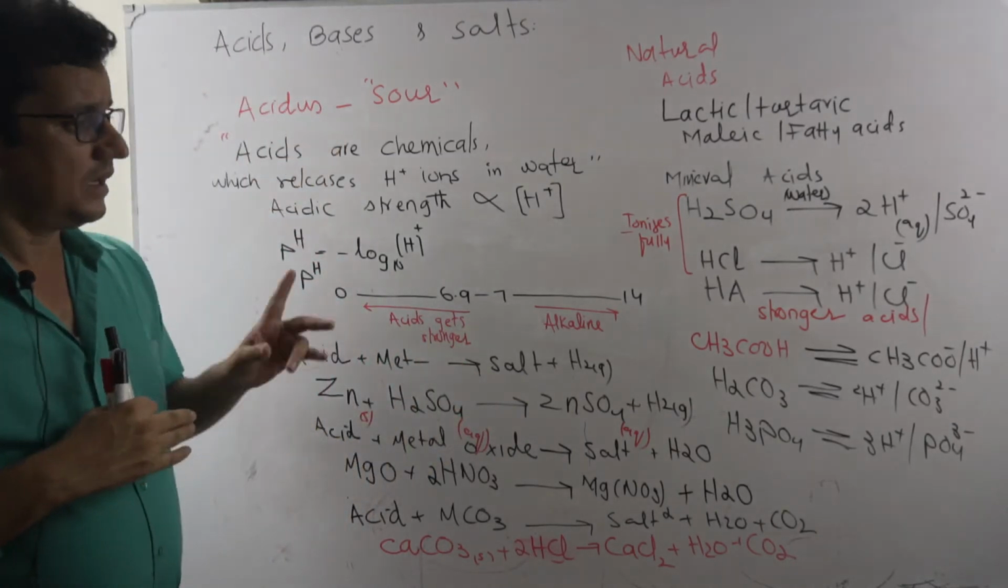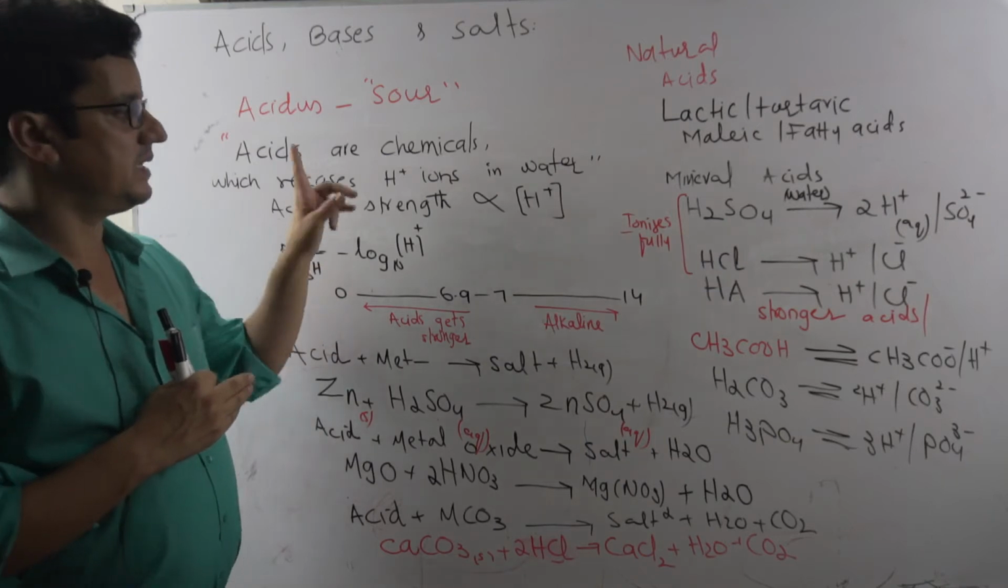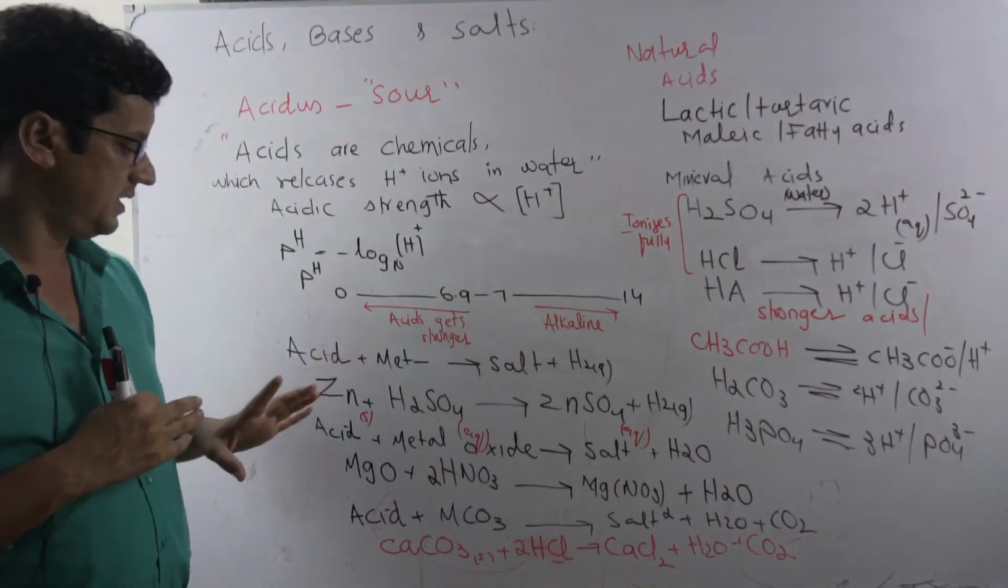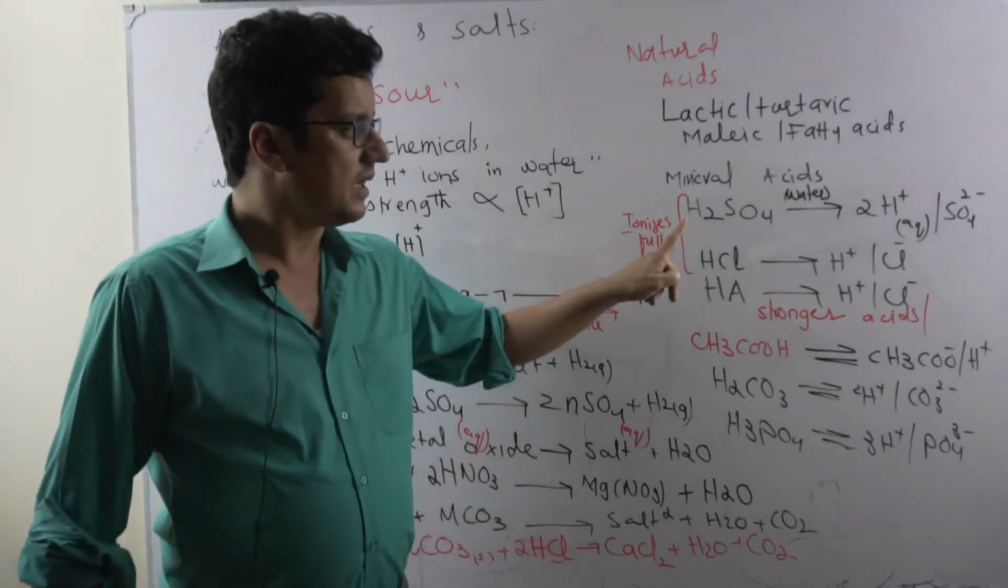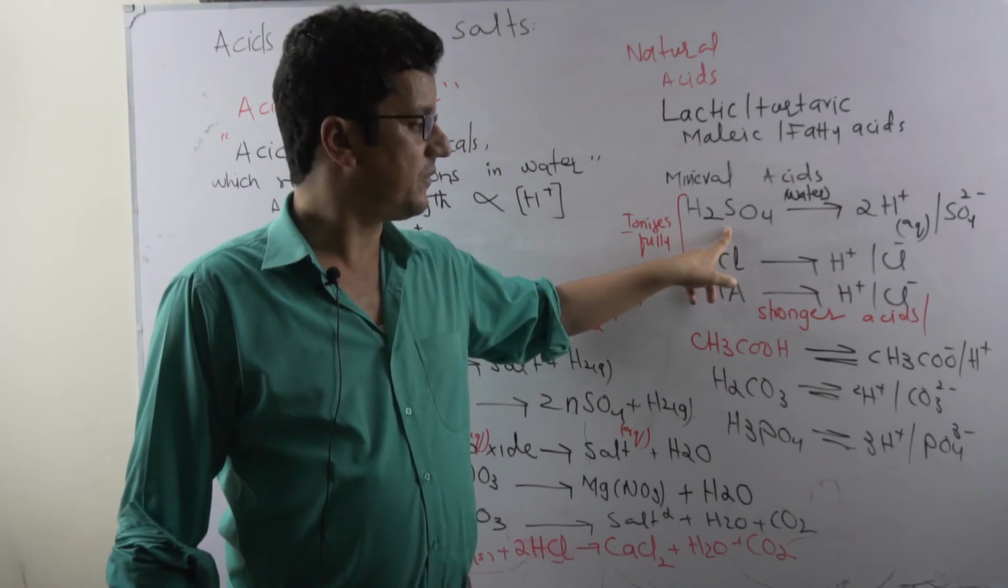Remember, hydrogen ions released by some substance means that it is acidic in nature. Now, acids include mineral acids. We know them from their chemical formula.